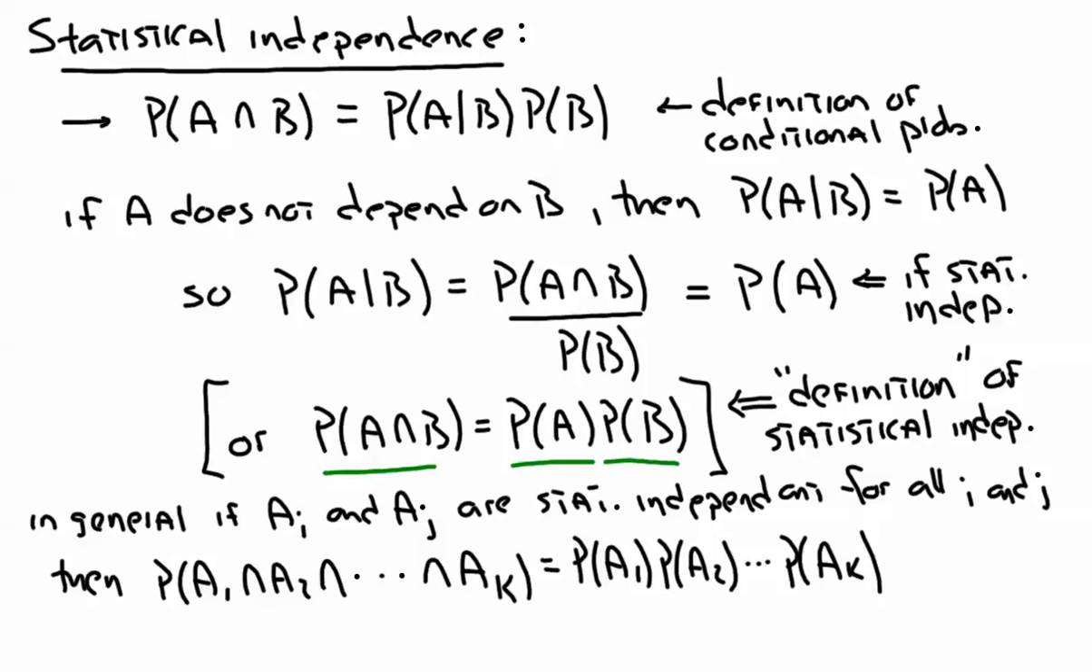So in general, if I have K events, and they are all mutually statistically independent, meaning that none of them depend upon one another in any way, shape, or form, then the probability of the collective intersection equals the product of marginal probabilities. All right, that's just a general statement.